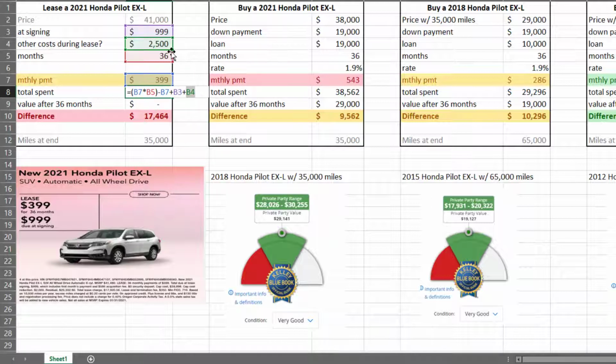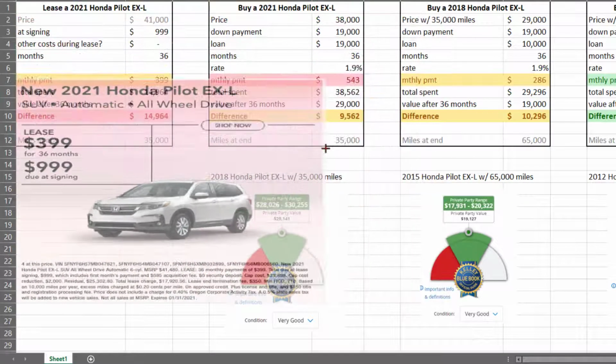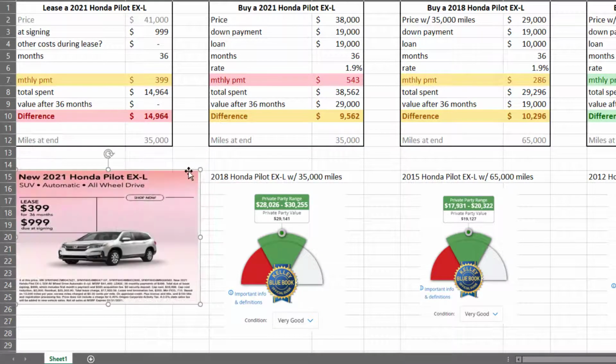Now I'm also adding in some other costs during the lease, and the reason I'm doing that is because I didn't have that at first, and I was coming up with a total spent of about $15K. However, in the fine print of the ad, it does say the total lease charge is going to be about $18,000, and I'm not quite sure where that comes from. I don't know if there's a fee you pay when you turn the lease in. I don't know if there are some other upfront costs that they charge.